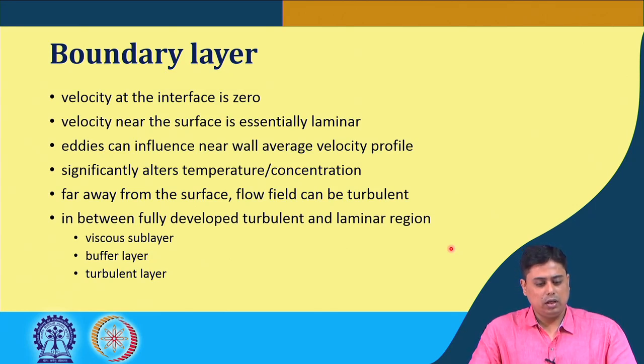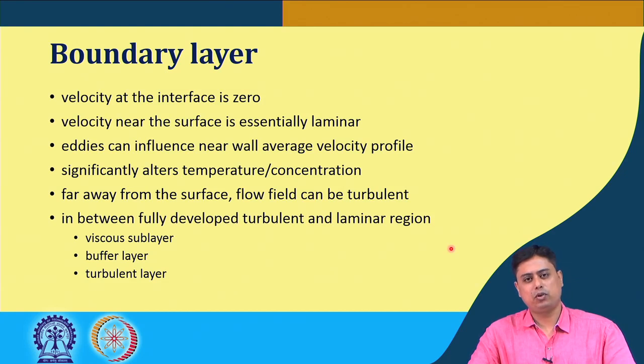So, within the boundary layer, there are a few points that you need to remember: the velocity at the solid-fluid interface is 0. Velocity near the surface is essentially laminar. It is of very low velocity flow. So, that is why we typically consider that the velocity near that plate, irrespective of its approach velocity, is laminar.